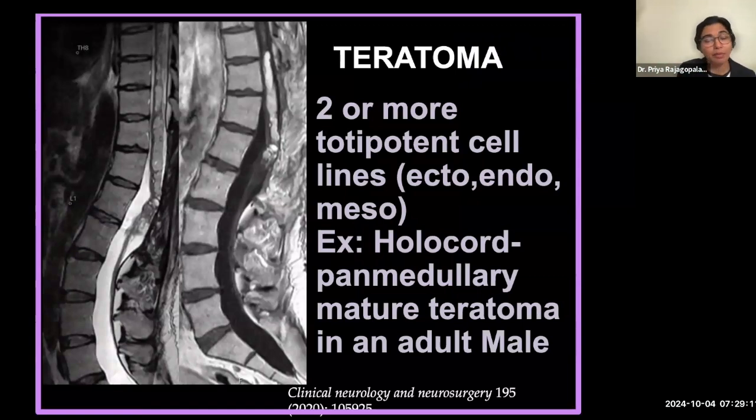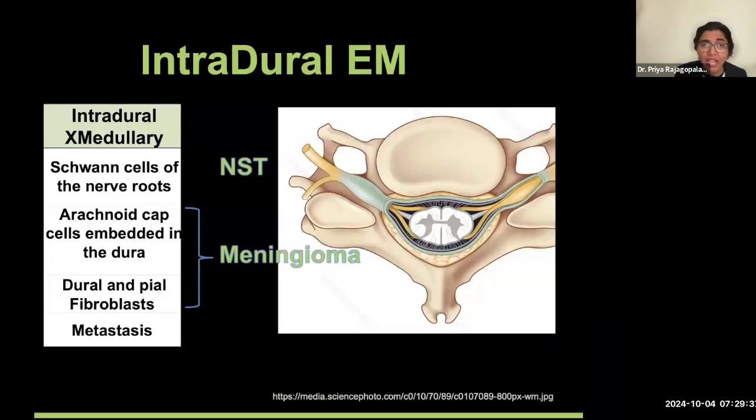Now, here's an example from the literature of a holocord panmedullary mature teratoma in an adult male. As you can see, there are lipomatous components on this T1 weighted image throughout the spinal cord. This was present throughout the spinal cord, and this was a mature teratoma. So basically, it had components of ectoderm and endoderm.